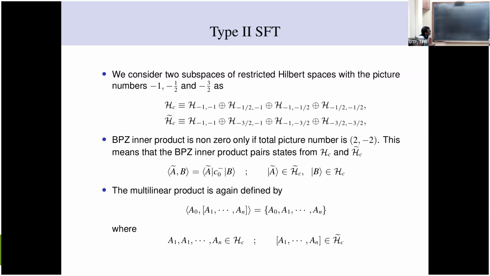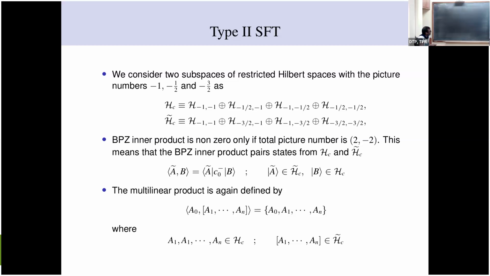And the BPZ inner product again will now be non-zero only if the total picture number is -2. So the total picture number in the two sectors, left and right, should add up to -2. This means the BPZ inner product will pair states in H_c and H tilde c. In NS-NS you have -1 and -1, so they add up to -2. But in the R sector, you need to add -1/2 to -3/2 to get -2. That's why this BPZ inner product will pair states from H_c with states from H tilde c.